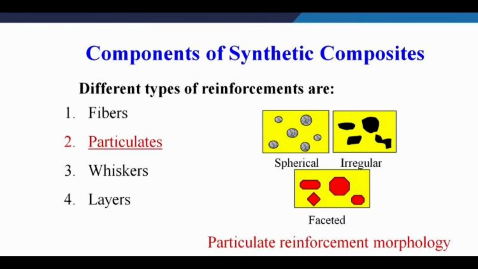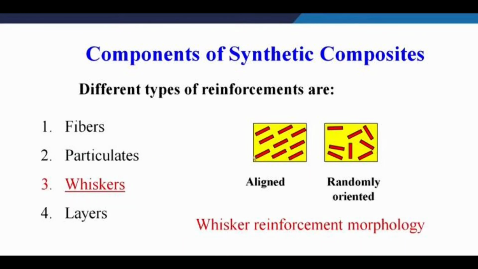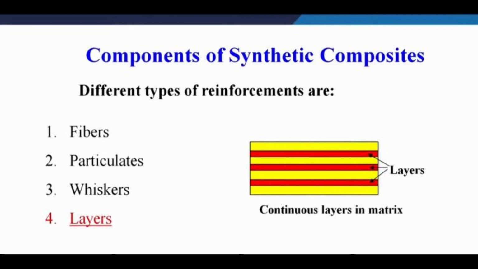Later, the particulates: if you look at the particulates as reinforcement, they are spherical in nature, irregular as well as of faceted structure. Later, the whiskers are aligned as well as randomly oriented. And later, the layers are continuous layers in the matrix here, and the yellow one is the matrix as well as the red one is the reinforcement material.